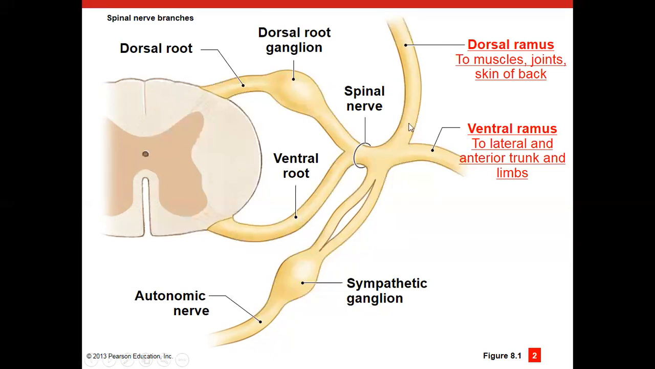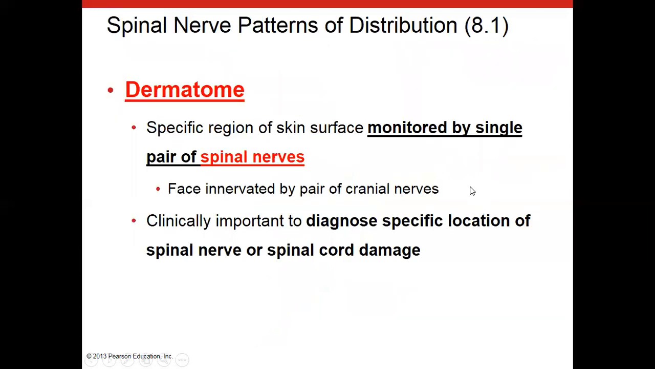Spinal nerve. The spinal nerve then branches to the dorsal ramus and the ventral ramus. Every spinal nerve innervates, and information there is monitored by way of what's called a dermatome. So a spinal nerve innervates a particular region of the surface of the skin, and that's monitored by one pair of spinal nerves.